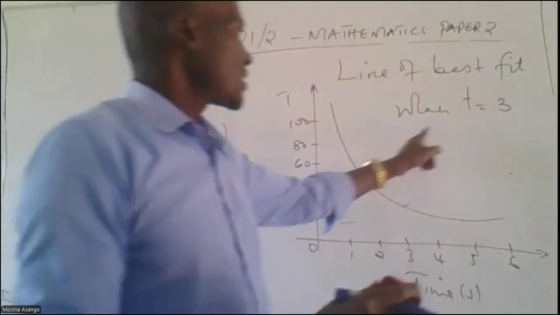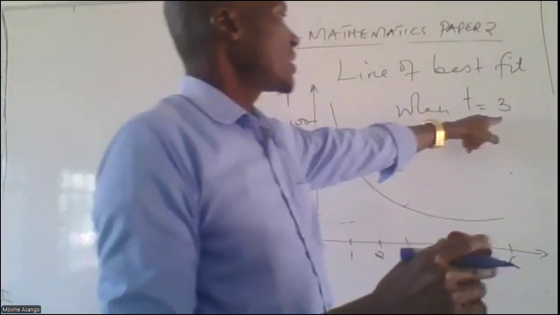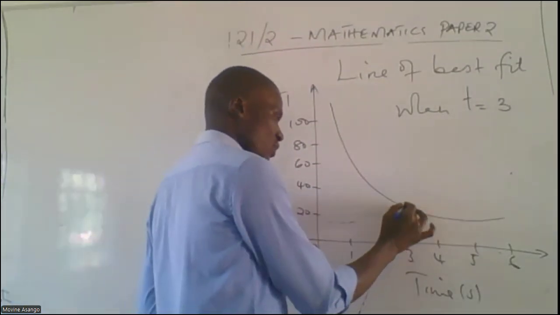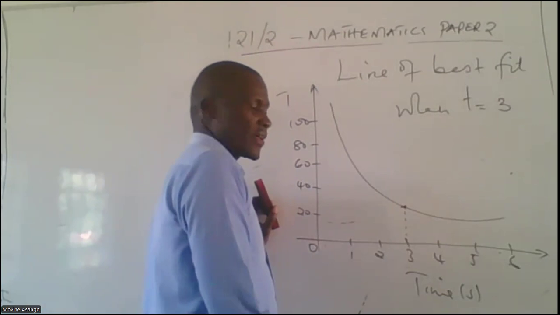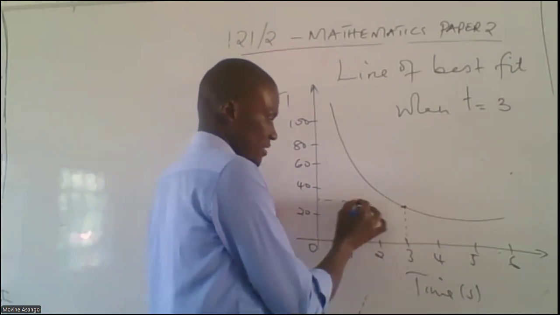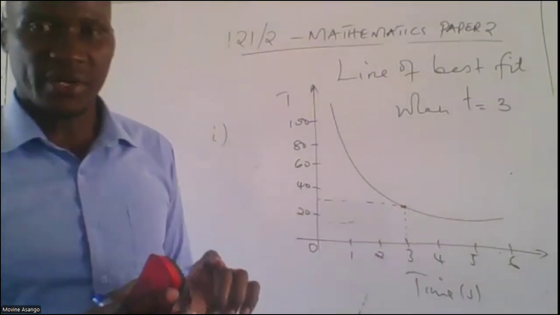Find the temperature when t is equal to 3. That means you're talking about instantaneous. At the instant when t is 3, what is the temperature? When t is 3, we come to the curve, and this is where we reach. At that point, I want to get the temperature. The temperature when t is equal to 3 will be that. All right?